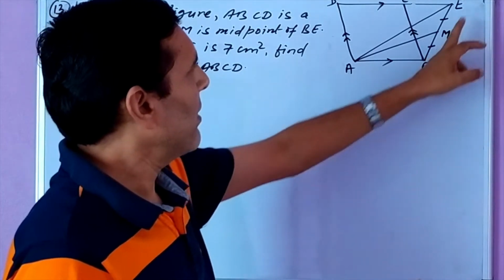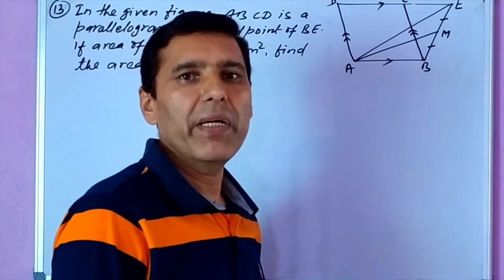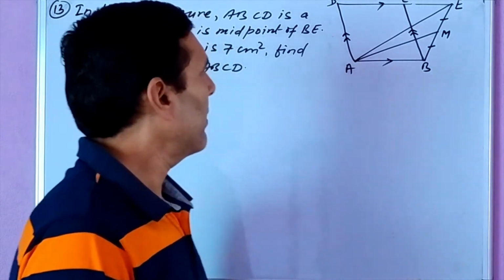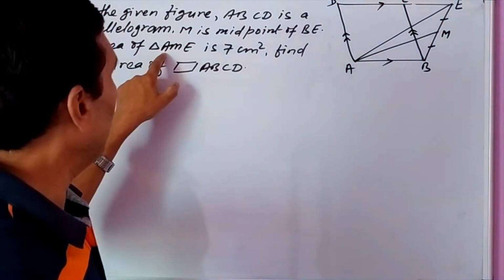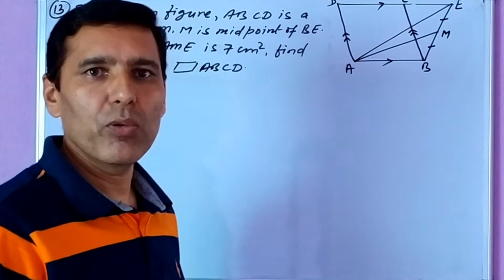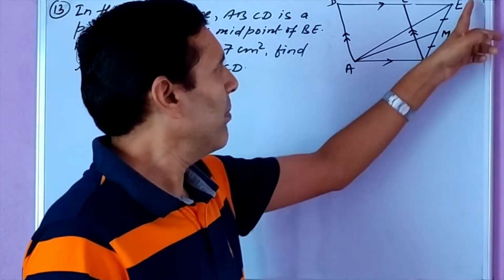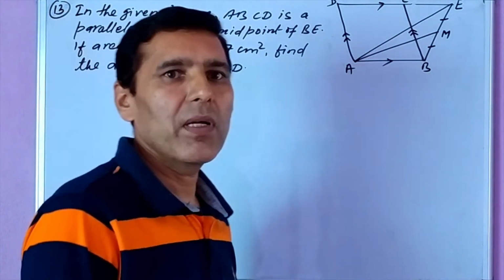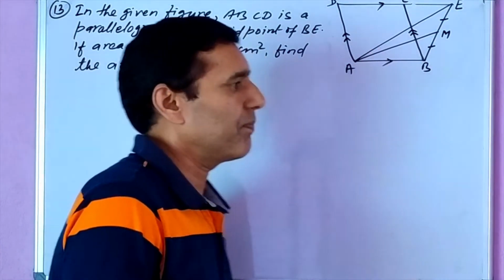And this M is midpoint of side BE of triangle ABE, so that AM is median of triangle ABE. So you have to get the area of this parallelogram ABCD, as we are given the area of triangle AME. AME is equal to 7 square centimeter. We use two theorems. One theorem, median bisects the triangle in triangle ABE, and another theorem is area of the parallelogram is double of the area of the triangle on the same base and between the same parallel lines.